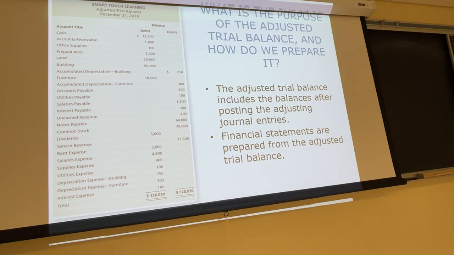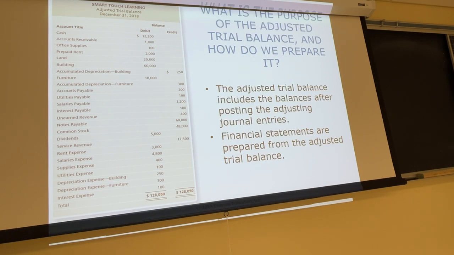What? I didn't hear the whole question. The first we're doing is the unadjusted trial balance. Yes, the unadjusted trial balance. We did the unadjusted trial balance in chapter 2. You do that first.